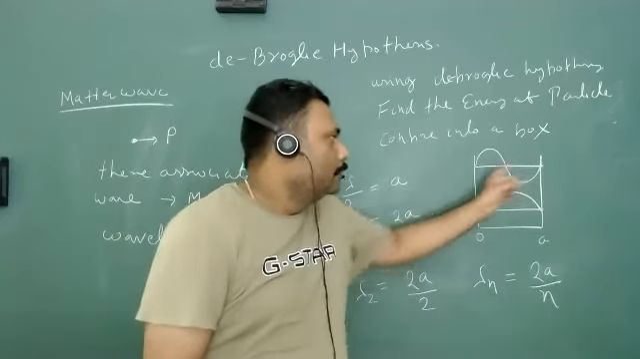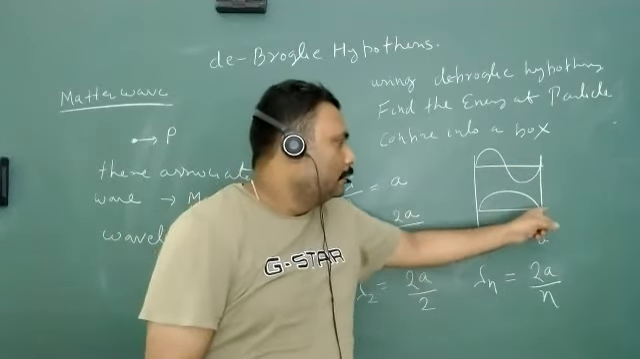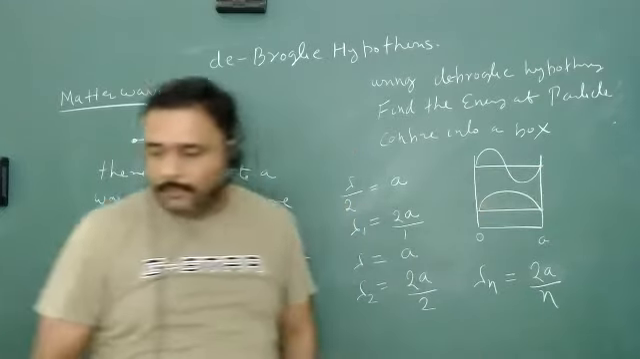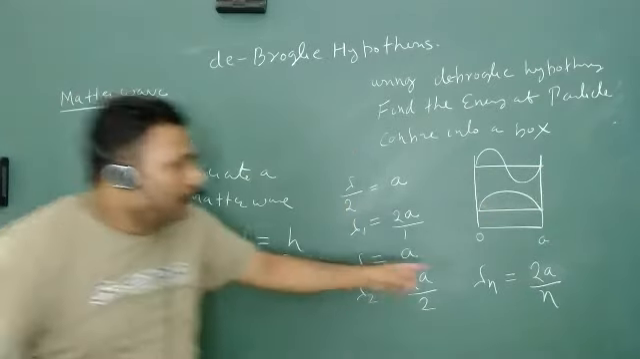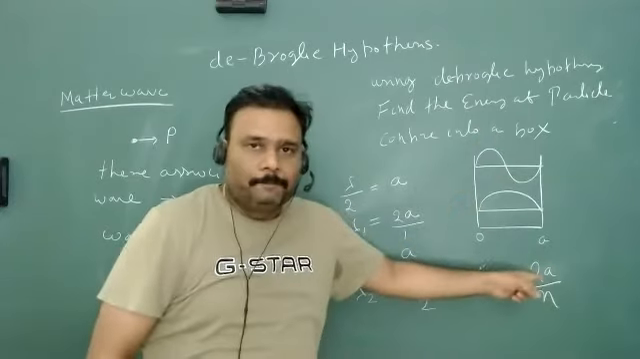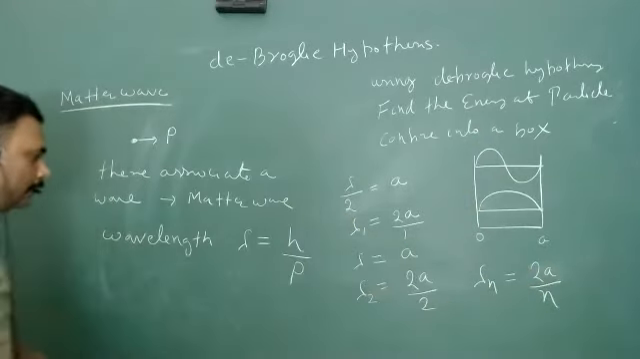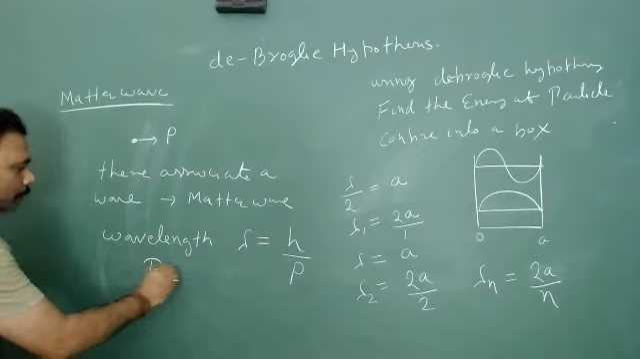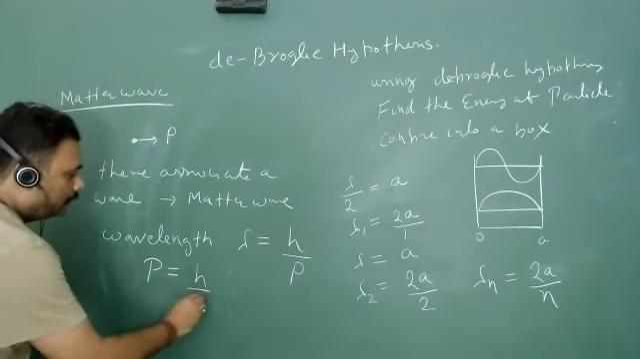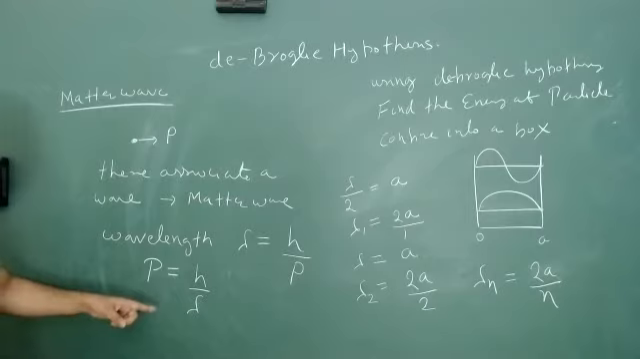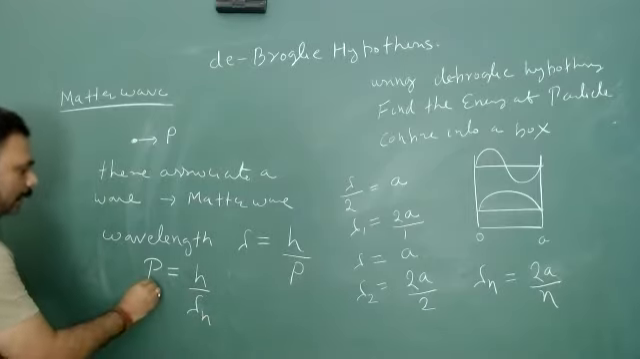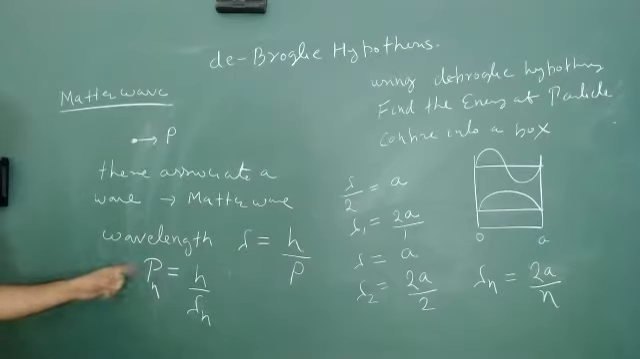It must end at 0. The node must be there. So this kind of situation is there. If lambda is not continuous, lambda is itself discrete. What is the meaning of that? It means my momentum. So what are the possible momentum? Momentum is h upon lambda. And here lambda is not continuous, rather lambda is lambda n, then we can write Pn.